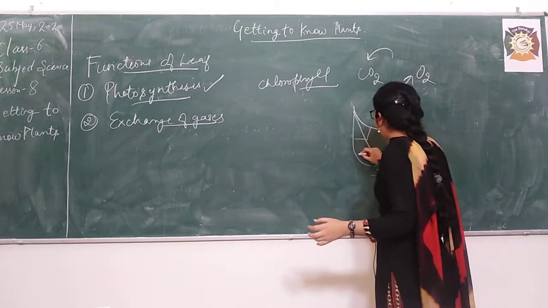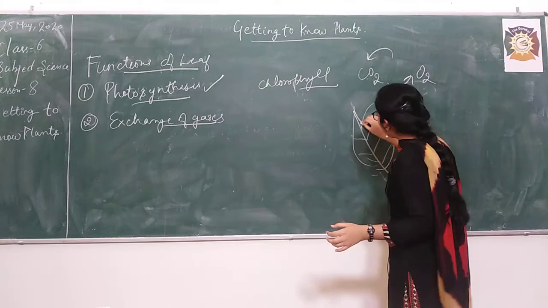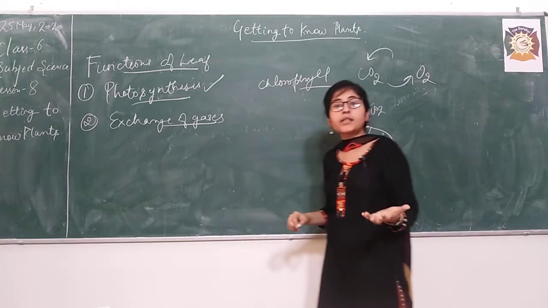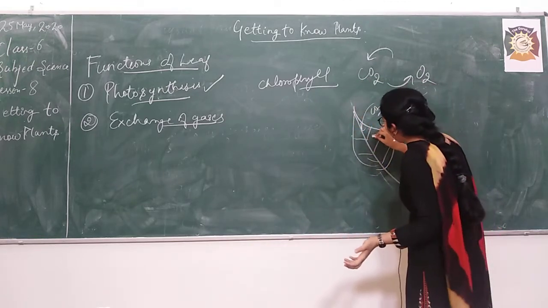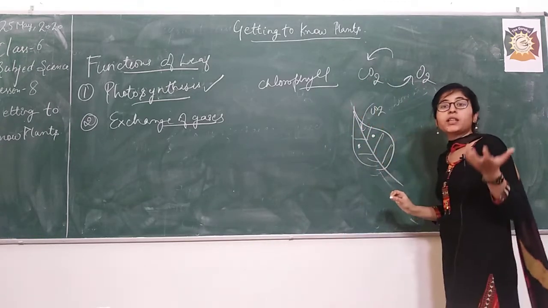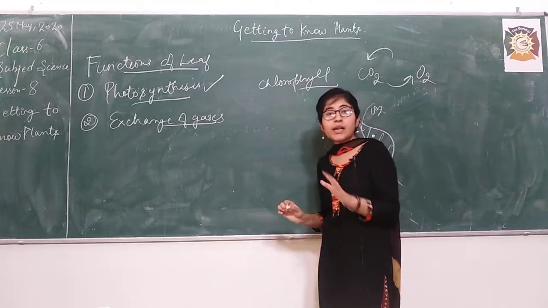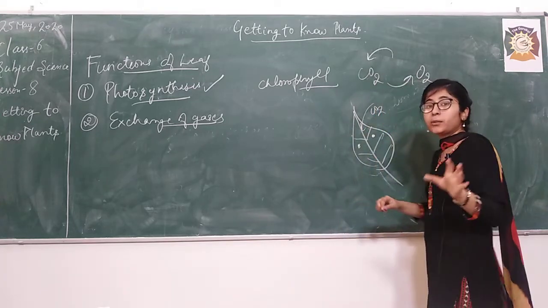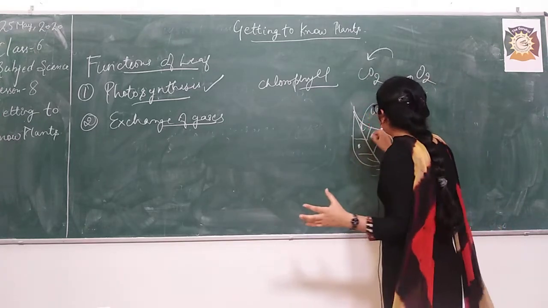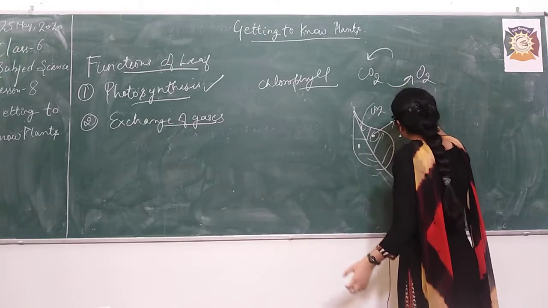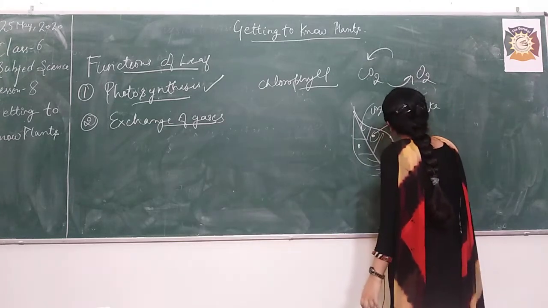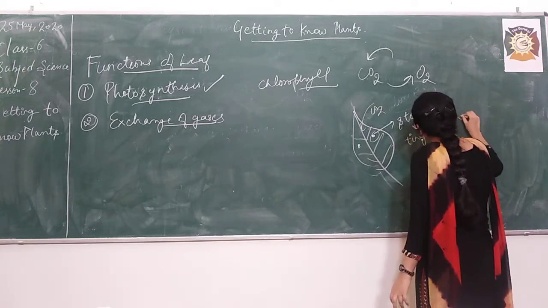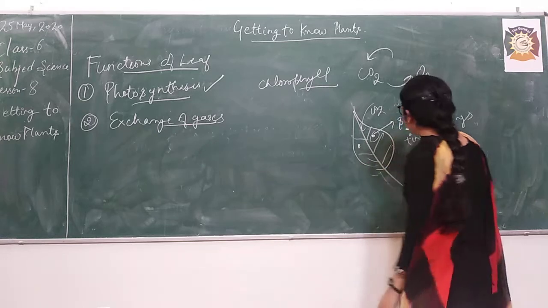This was a basic shape of the leaf. Now carbon dioxide is entering the leaf. How does it enter the leaf? It enters through small openings. There are small openings on the surface of the leaf which we can't see with our naked eyes, but they are present. You can see them with a microscope. What is it called? It is called stomata. Stomata are the tiny openings present on the surface of the leaf.